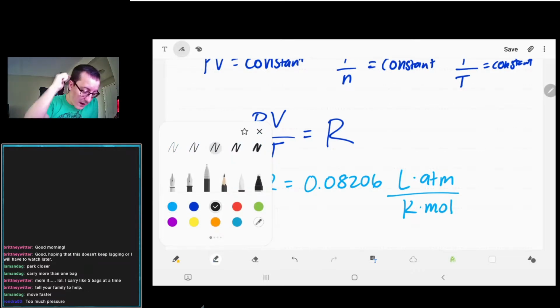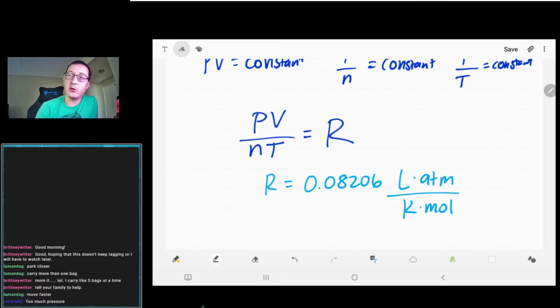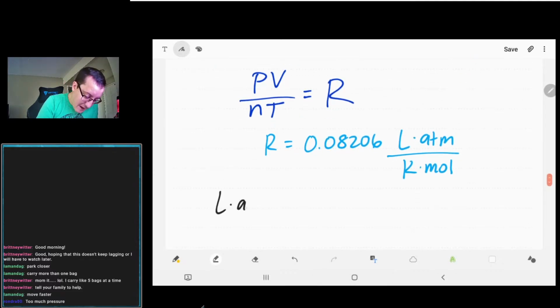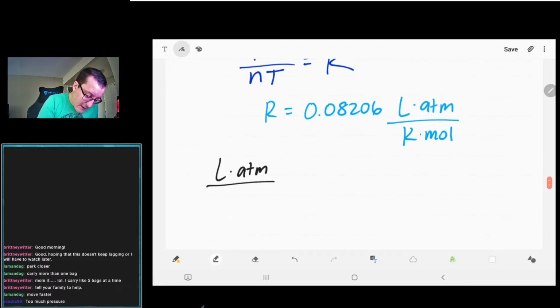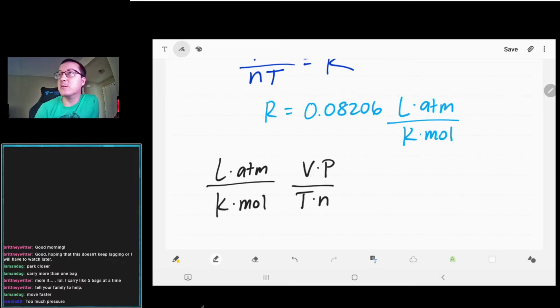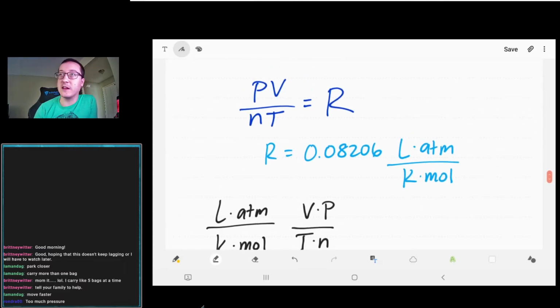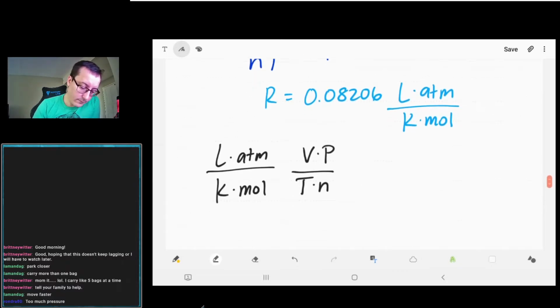And if you ever forget your equation here, you can just make sure the units work out. If we have liters times atmospheres over kelvins times moles, that is telling us we have volume times pressure, temperature, and moles. It's the same thing as above, just slightly reversed, but it doesn't matter because multiplication allows for that. Okay, and this equals R.